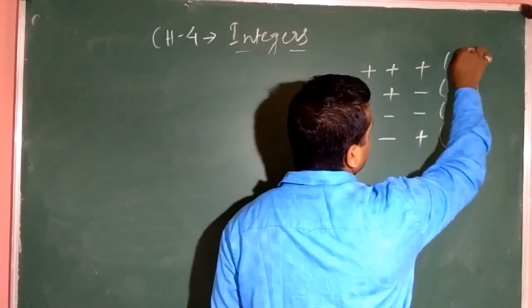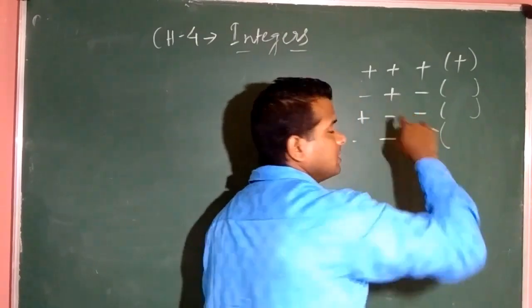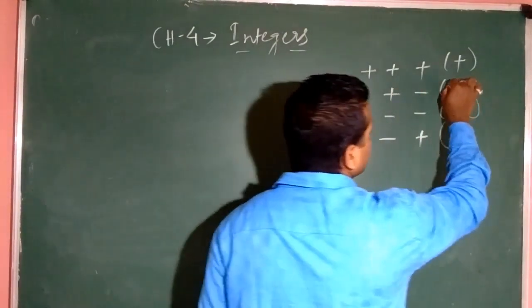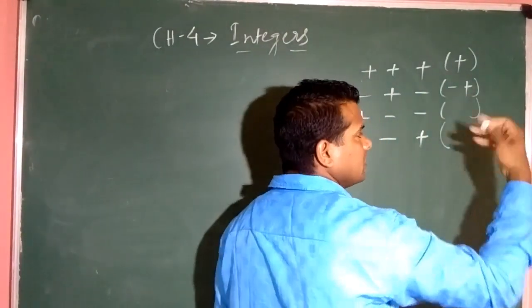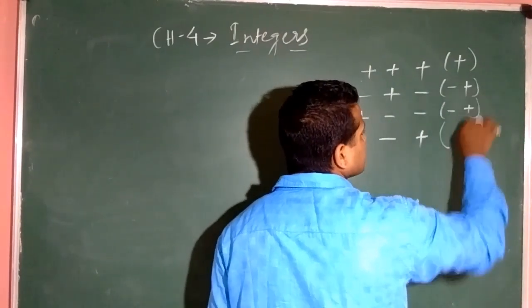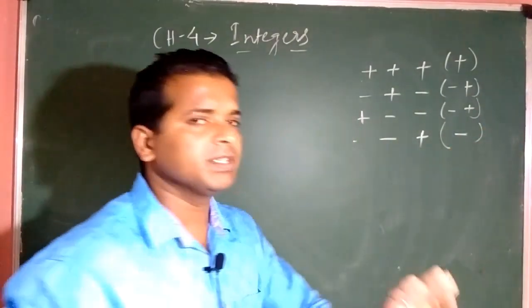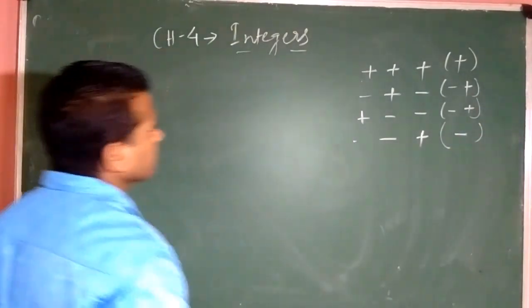Plus plus plus, sign also plus. Minus into plus, minus, we will do minus, but we will see which sign. It might be plus, it may be minus, anything. Here plus into minus, minus. Here also maybe minus, maybe plus, but here minus minus plus, but here always minus. These are the basic concepts that we need to learn, okay?